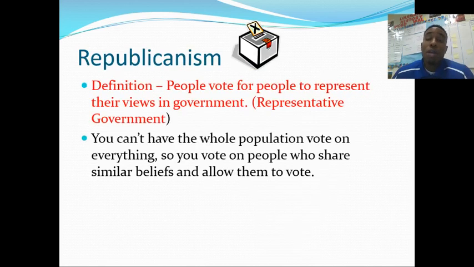Republicanism. People vote for people to represent their views in government, right? We elect people that share our common interests, that are going to protect our interests once they get that power. And once again, that's just simply putting someone in office that has similar beliefs that you have.